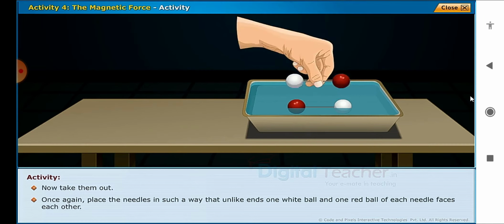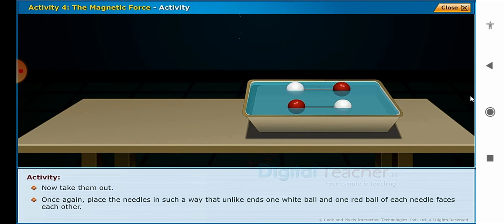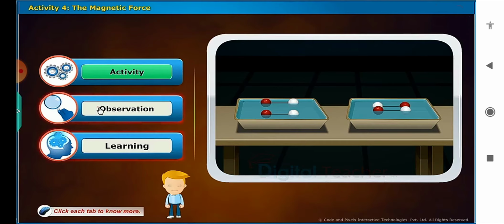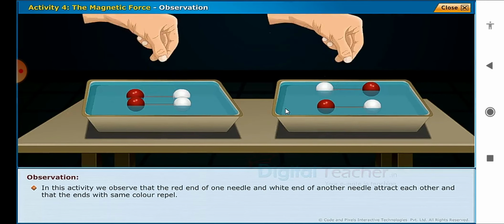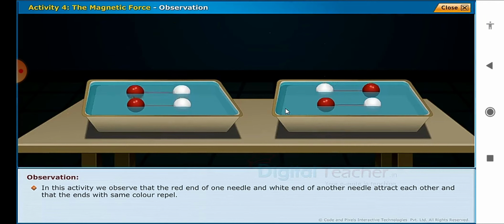Once again, place the needles in such a way that unlike ends, one white ball and one red ball of each needle, face each other. Observe the changes. In this activity, we observe that the red end of one needle and white end of another needle attract each other and that the ends with same color repel.